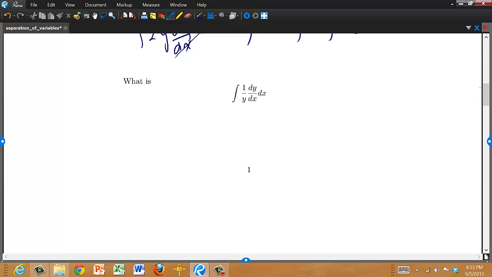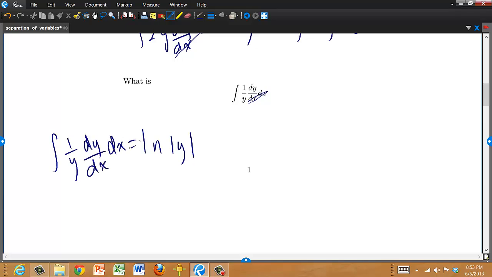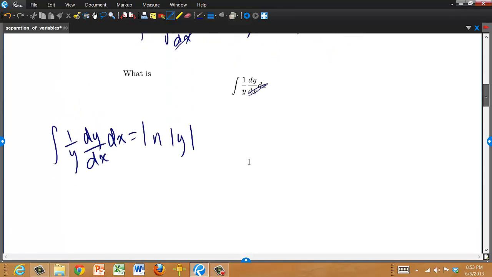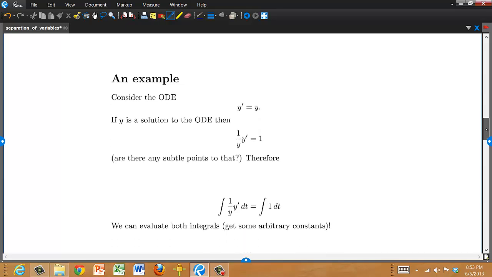Okay, so let's try again. What's the integral of 1 over y dy dx with respect to x? Well, again, if you remember your mnemonic device, you should say that's the natural log of y. Okay. So now we've reviewed the chain rule just a little bit.